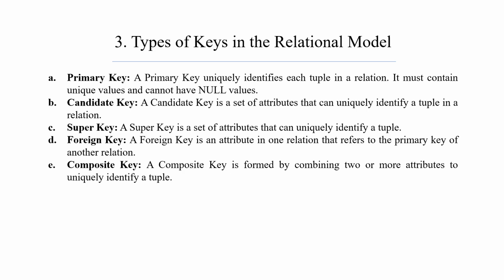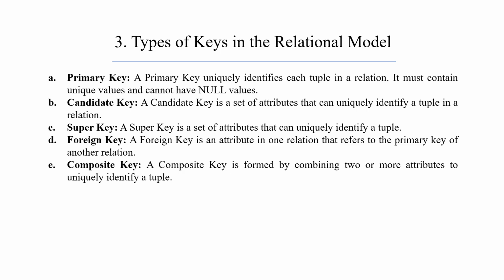Now types of keys in a relational model. This is the third concept in a relational model. First one is primary key. This primary key has 2 characteristics. It should not be null and it should be unique. For example, in an employee table, let us consider employee ID. The employee ID must be unique to every employee and it should not be null. So these are the characteristics of the primary key.